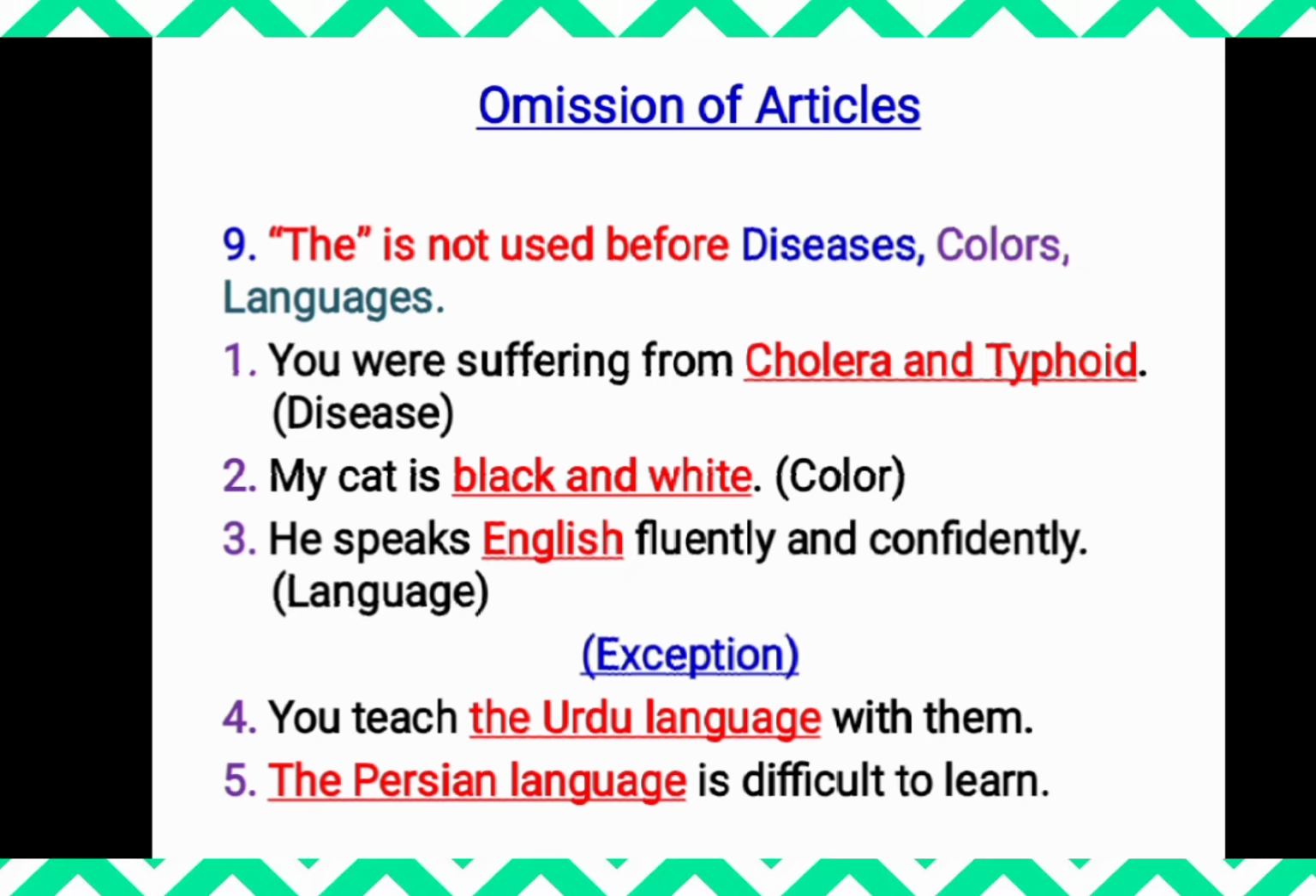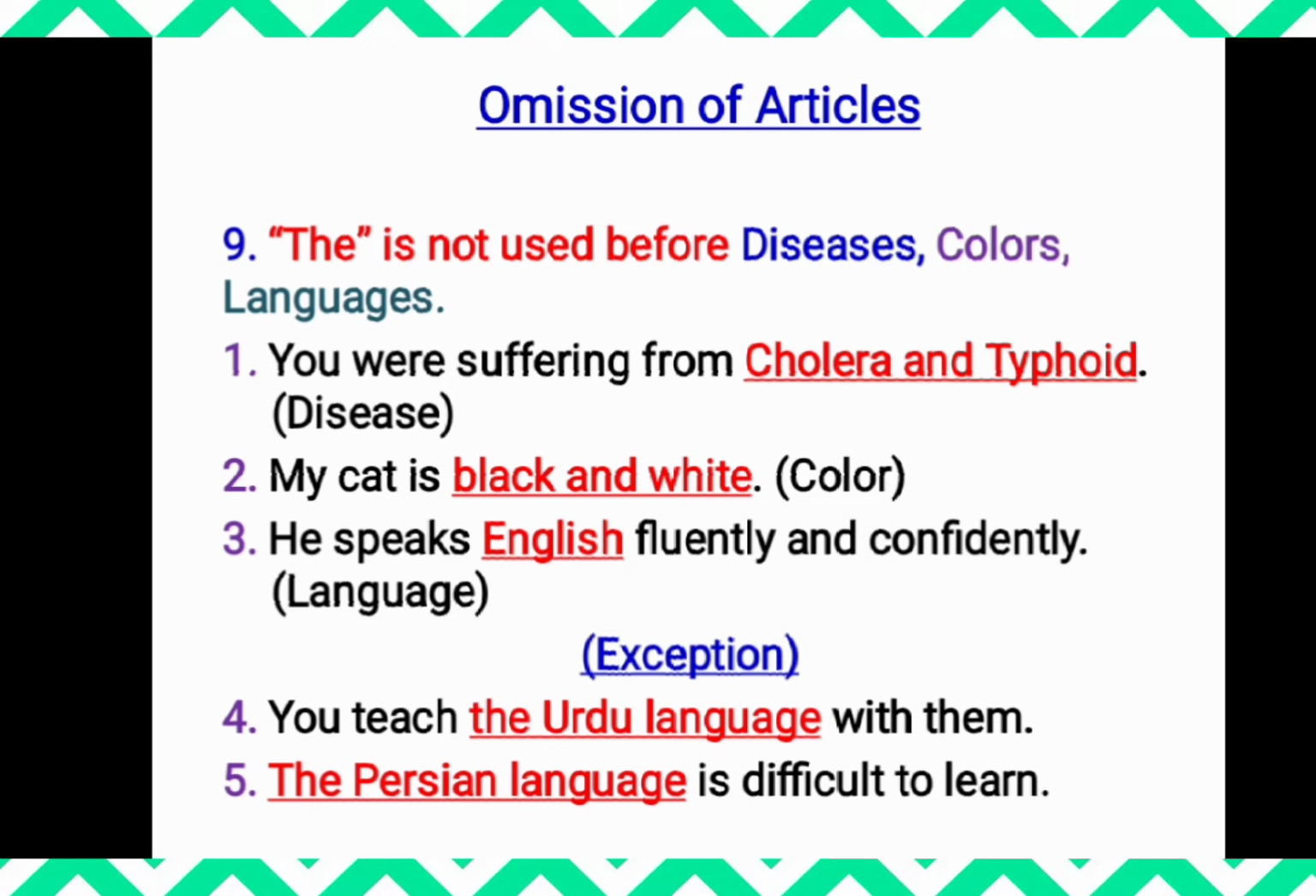Here, keep one thing in your mind, students. We specified in the first example of the exception, the Urdu language. You teach the Urdu language with them. The Urdu language, we use the definite article the because we specified the Urdu language. And in the second example, the Persian language is difficult to learn, and we use the definite article the Persian language.